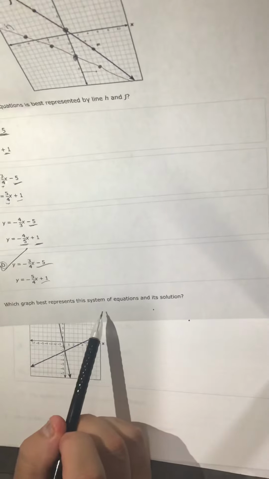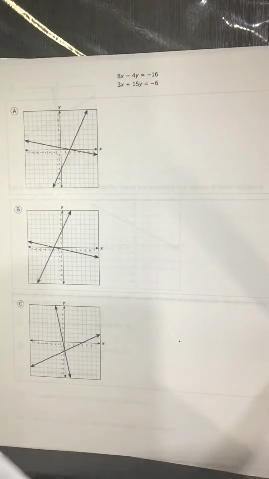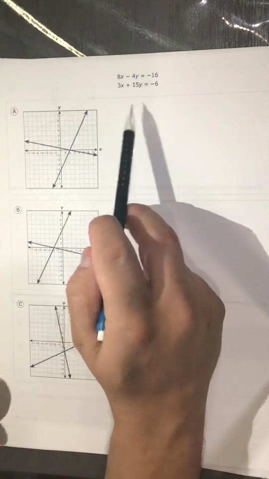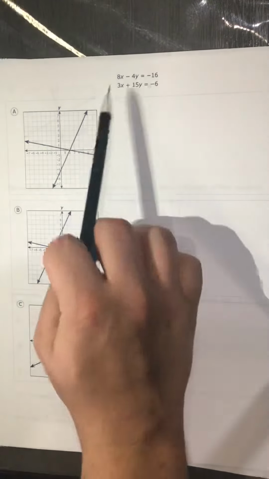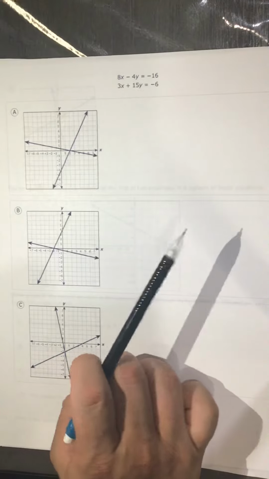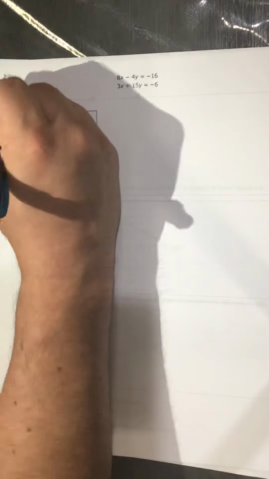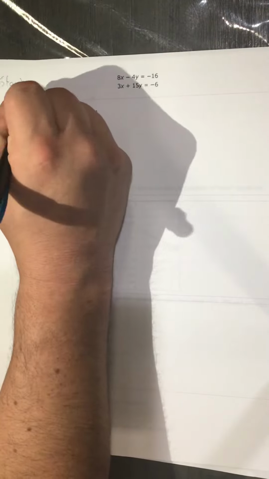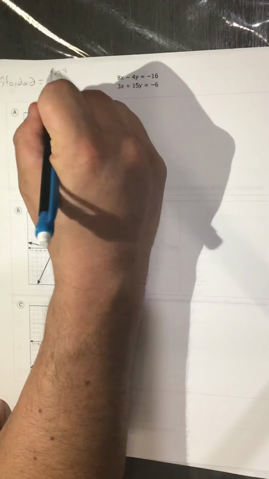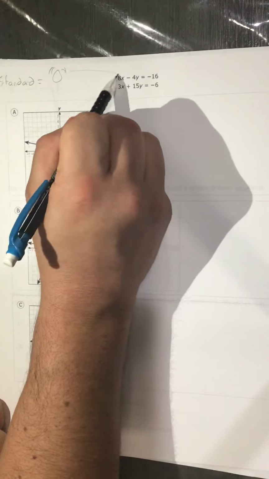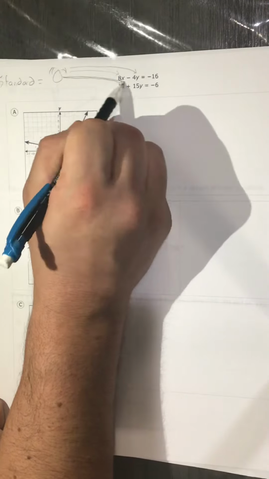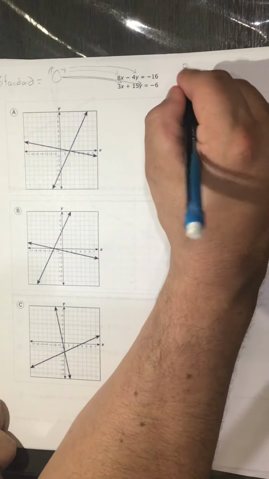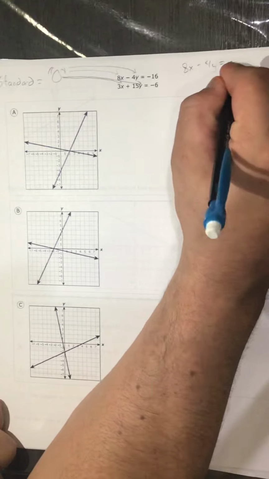Now question 3. Which graph best represents the system of equations and its solution? So right here, looking at my formula, I know that I'm working with standard form. Something x minus something y equals negative 16. When I'm working with standard form, I'm going to substitute 0 in each variable and get my values. So 8x minus 4y equals negative 16.